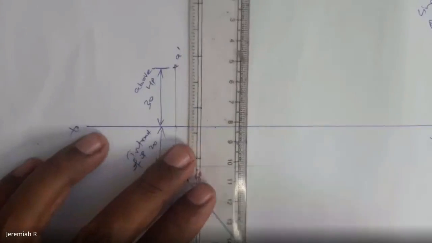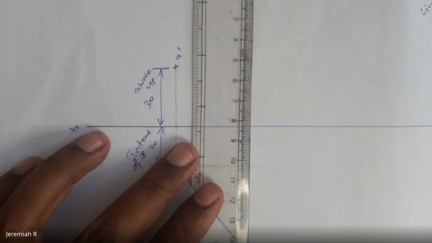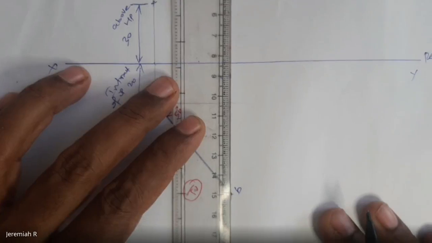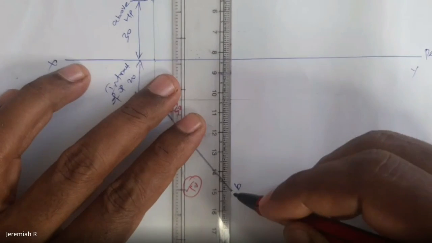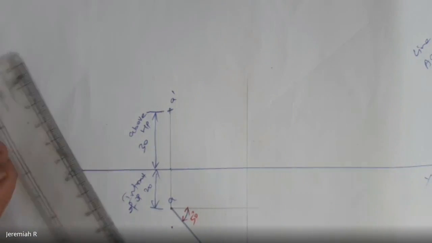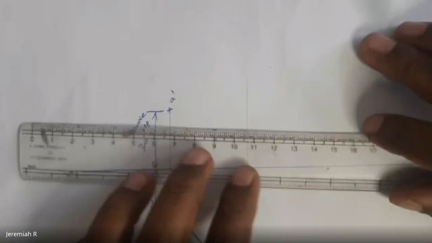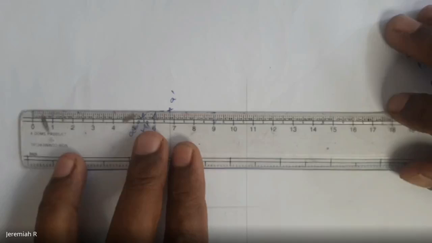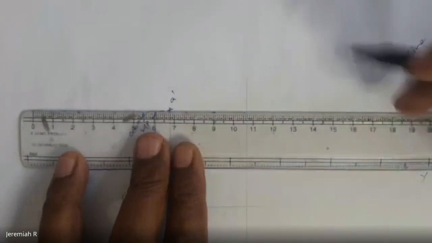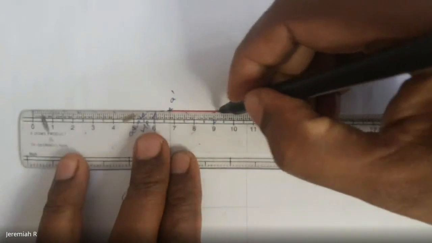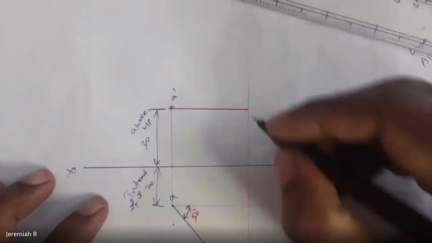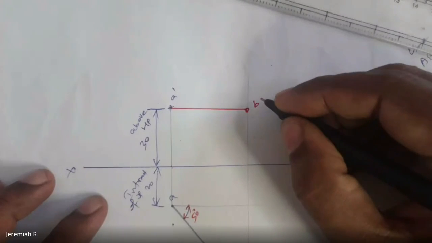From point number B, draw a vertical line. From A dash, draw a horizontal line like this. This is B dash. This is your front view.